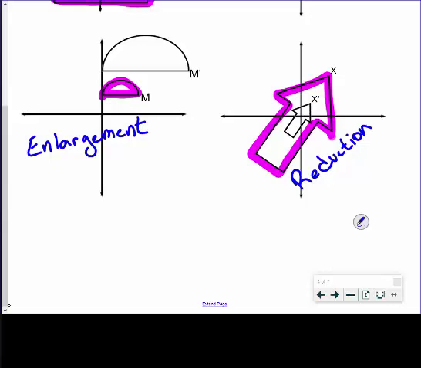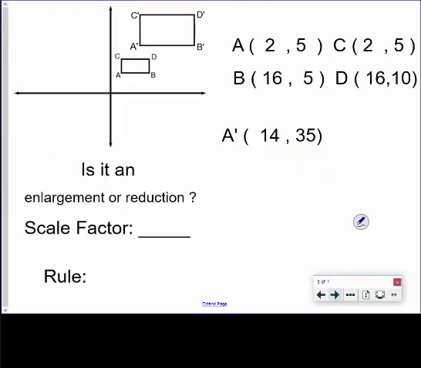Do the same thing. Just start by saying, is it an enlargement or a reduction? Circle which one it is. What are we supposed to be circling? Enlargement or reduction. Don't worry about anything else, just look at your two rectangles and say, is it an enlargement or a reduction?